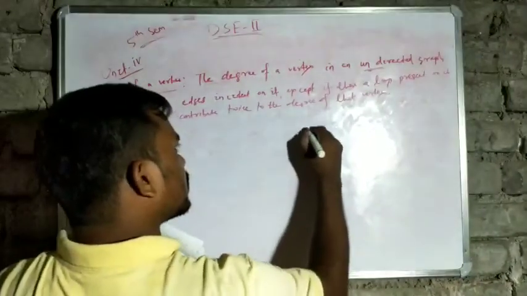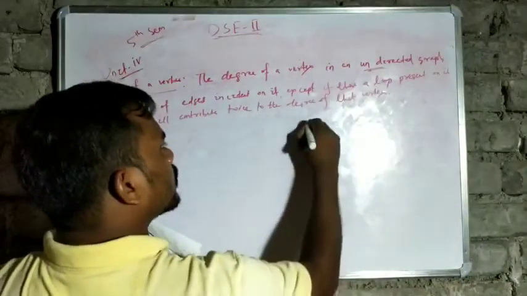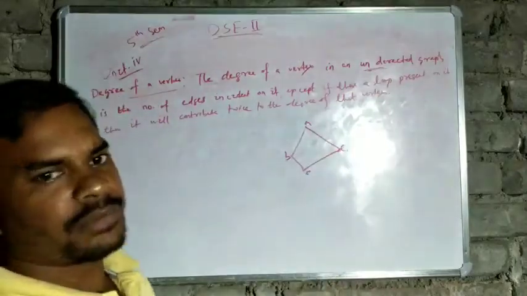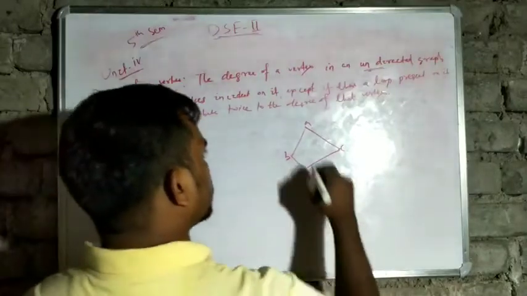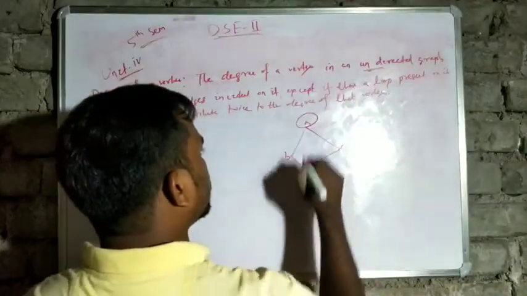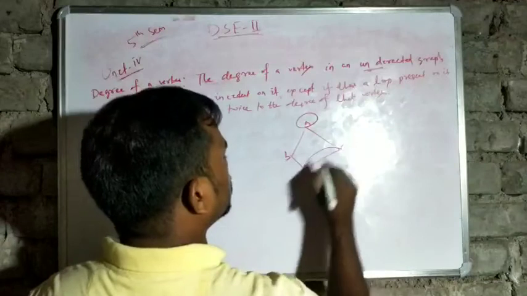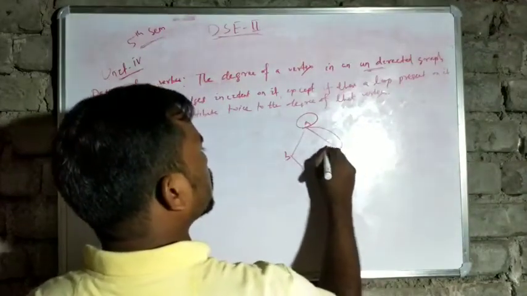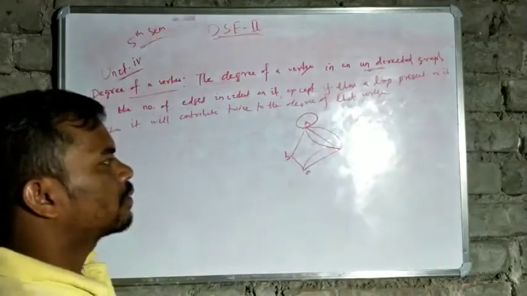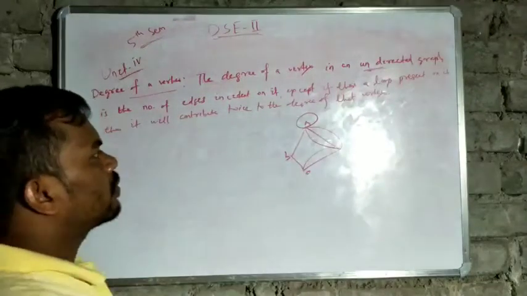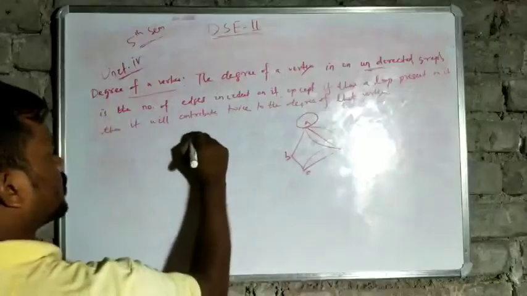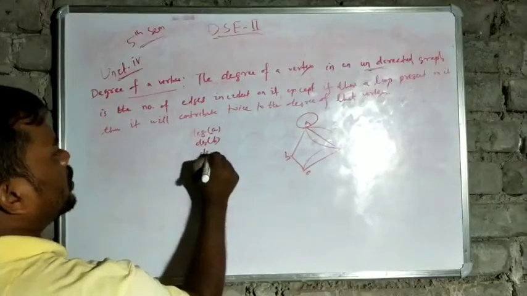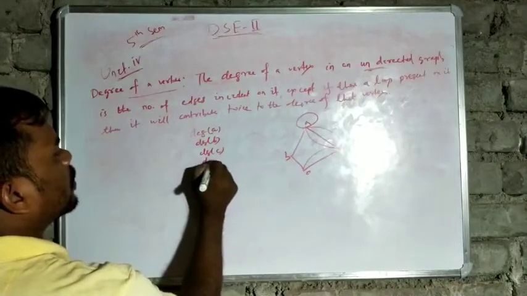Okay, suppose this is an example. This is a graph whose vertices are A, B, C, D, and suppose there is a loop here, and this one is like this, and this one is like this. So now on this graph, what is the degree of A, B, C, D?